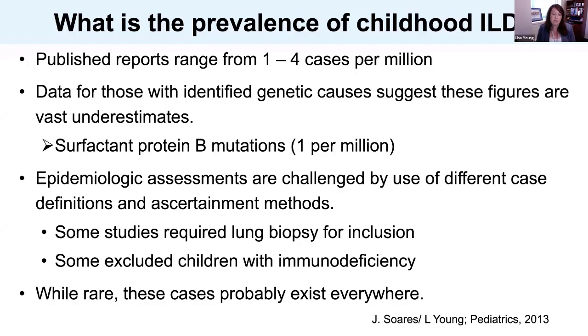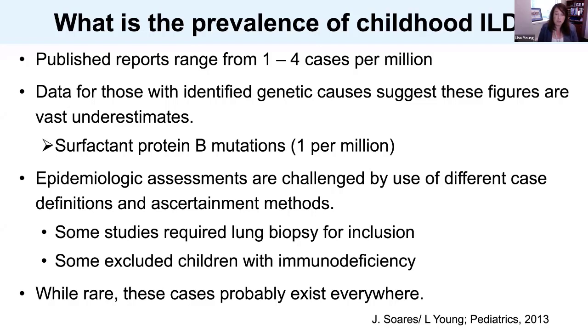But the epidemiologic assessments are challenged by different studies using different case definitions, different ascertainment methods. So there are some studies that report prevalence based on requiring lung biopsy for inclusion, but we know that most patients don't undergo lung biopsy. Other papers in the literature excluded children with immunodeficiency, although we know that there are types of ILD associated with immunodeficiency or immune dysregulation.